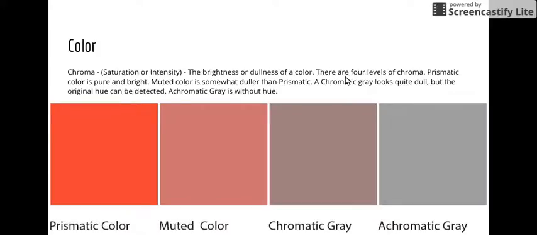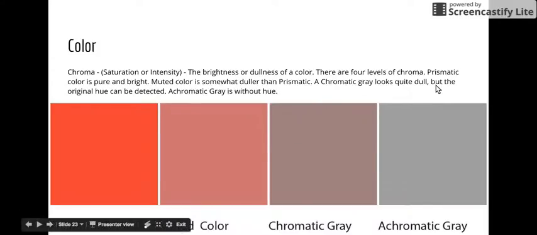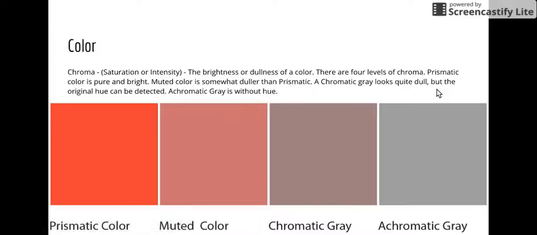Now, chroma, which is also referred to as saturation or intensity, is the brightness or dullness of a color. There are four levels of chroma. Prismatic color is pure and bright. Muted color is somewhat duller than prismatic color. A chromatic gray looks really dull, but the original hue can be detected. An achromatic gray is without hue and it's just grayscale, like the value scale we saw in the earlier screencast.